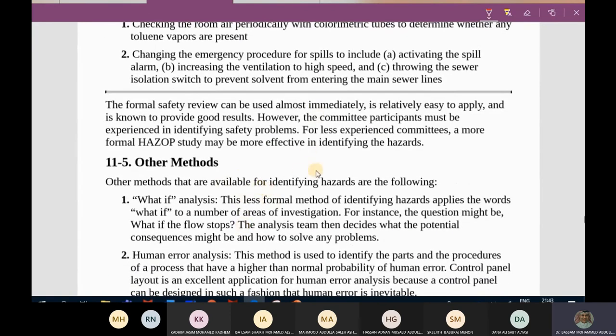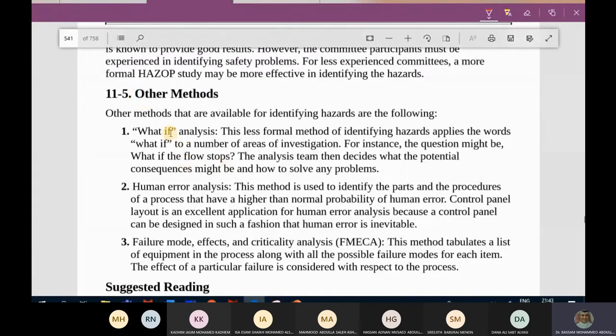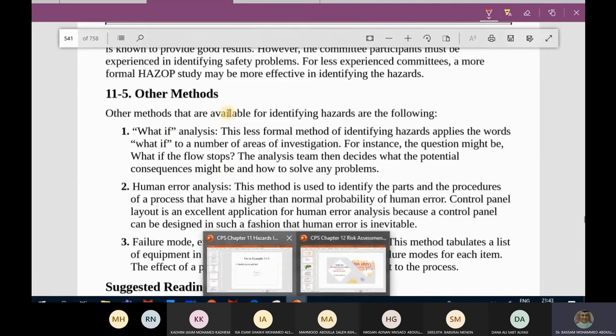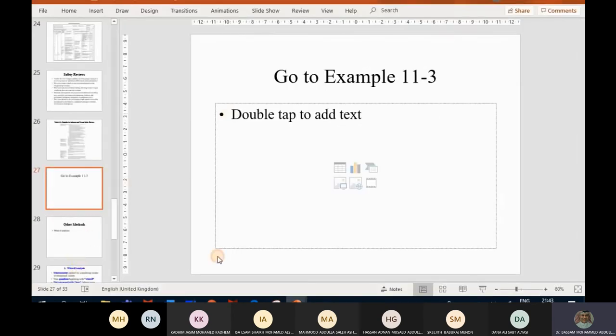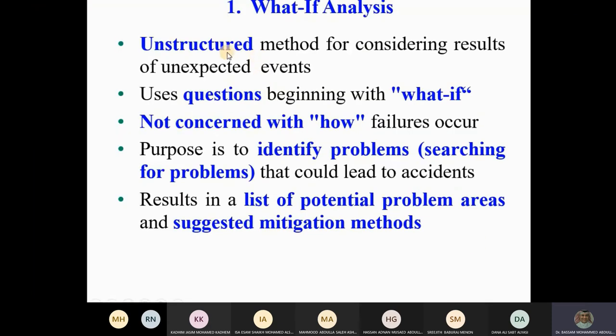Great, so that was it for this part. And what else do we have? The final part is the other methods. There are many other methods like what-if analysis, human error analysis, failure mode effect analysis. There are many. And just to mention one of them, I found one here, which is the what-if analysis.